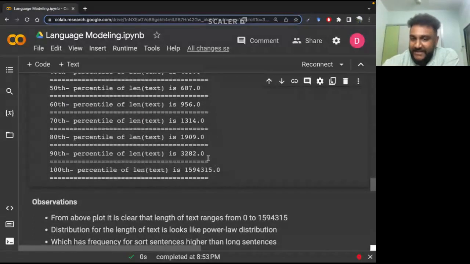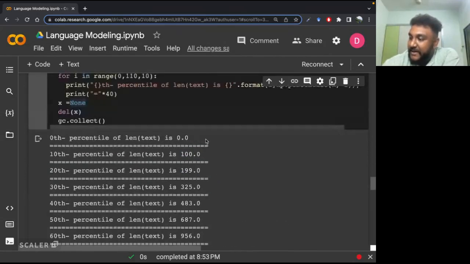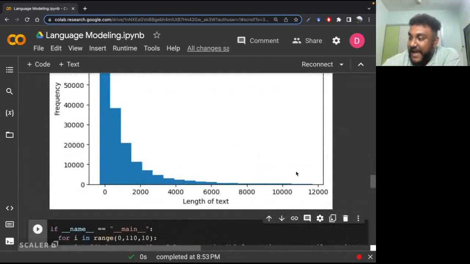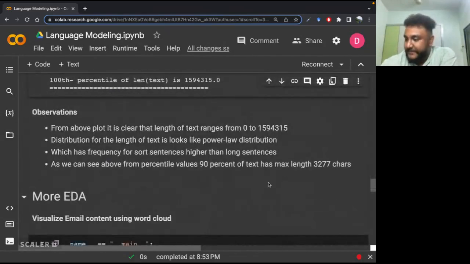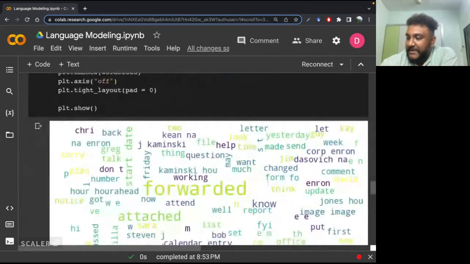What do you guys say? I can say that, right? Because 90th percentile is 3200, but from 90th to 100th percentile, I have email lengths which are very, very high. Okay. So the takeaway that I'm going to get is I have a lot of outliers over here. So I have to keep that in mind. Cool. Little bit more EDA.